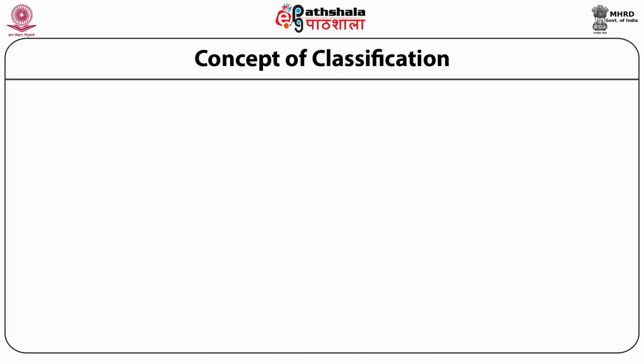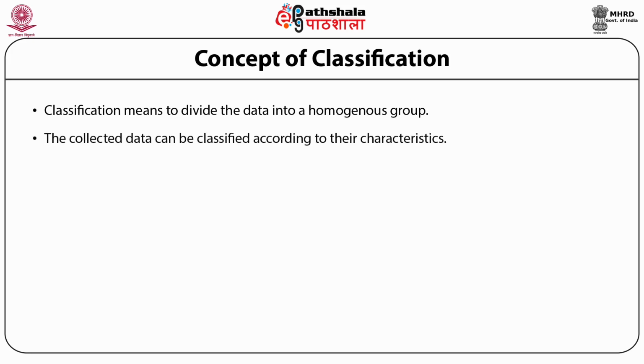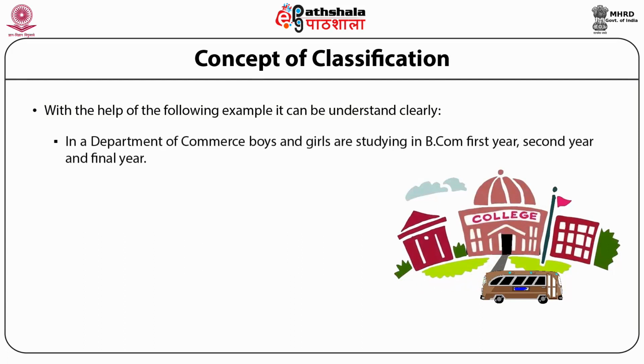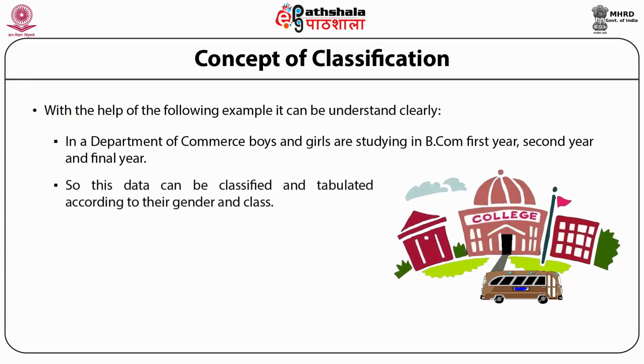Concept of classification. Classification means to divide the data into homogeneous groups. The collected data can be classified according to their characteristics. With the help of the following examples, it can be understood clearly. In a department of commerce, boys and girls are studying in BCom first year, second year, and final year. So, this data can be classified and tabulated according to their gender and class basis.